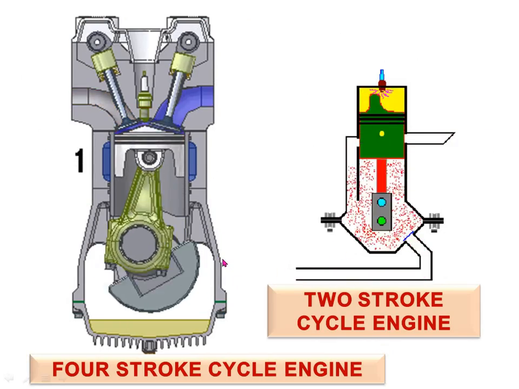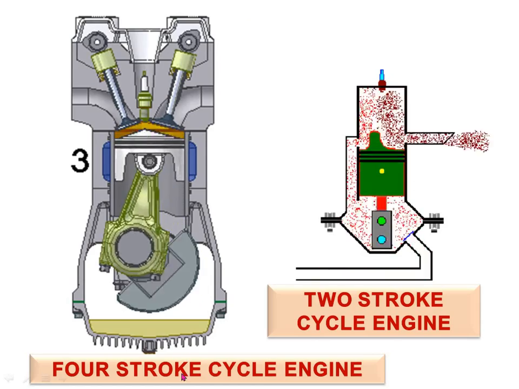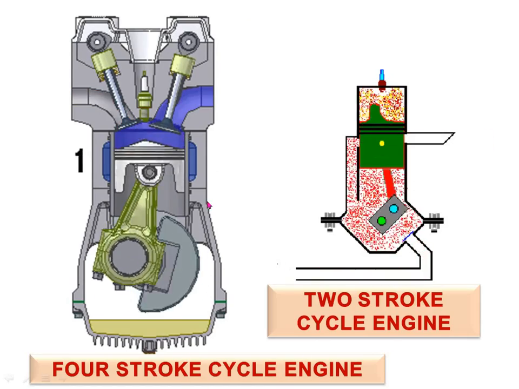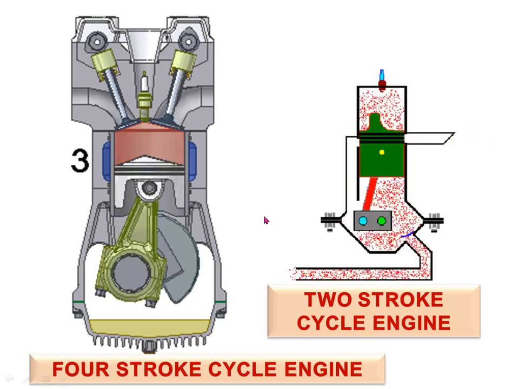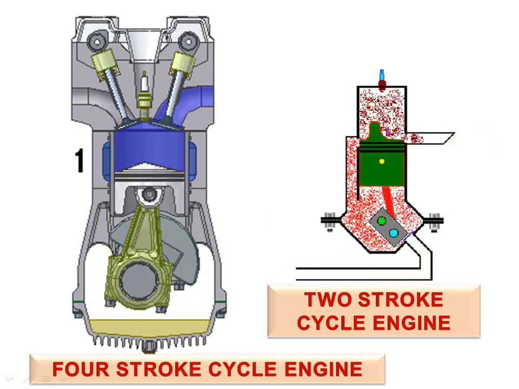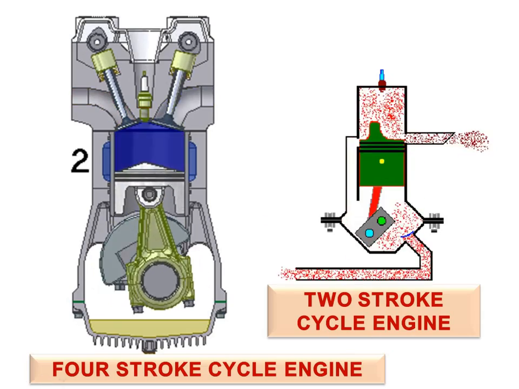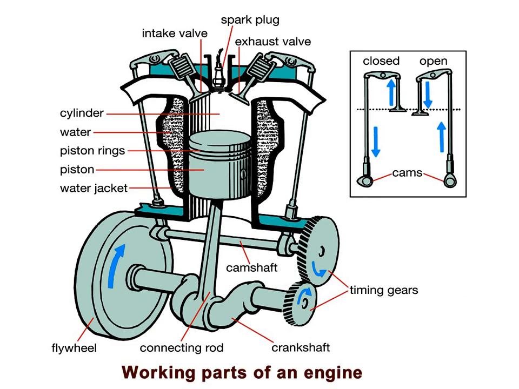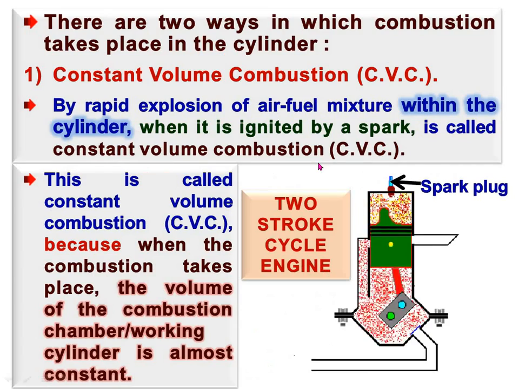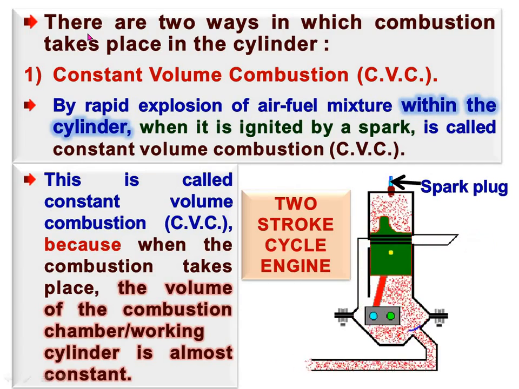Now, two types of engines are there: the four-stroke cycle engine, that is generally known as a diesel engine, and the two-stroke cycle engine, that is generally known as a petrol engine. We will study in detail later on. As we studied so many things about the engine system, these are the different parts of the engine. We will go into detail on each of them after some time.